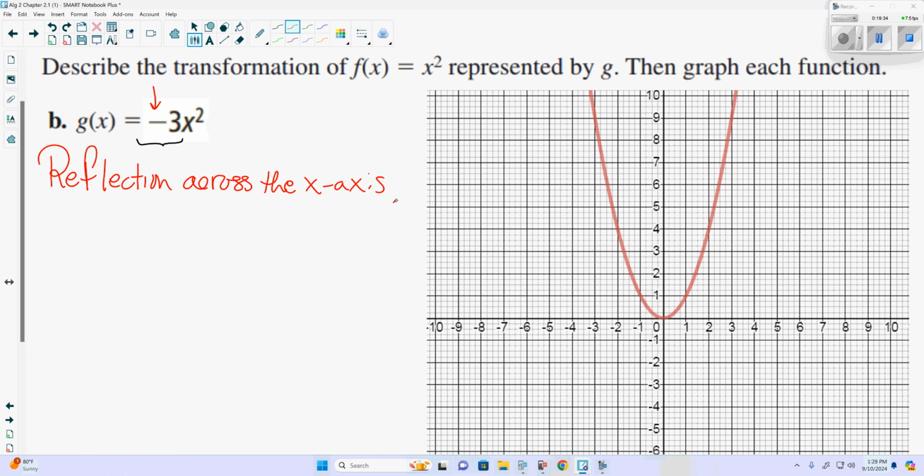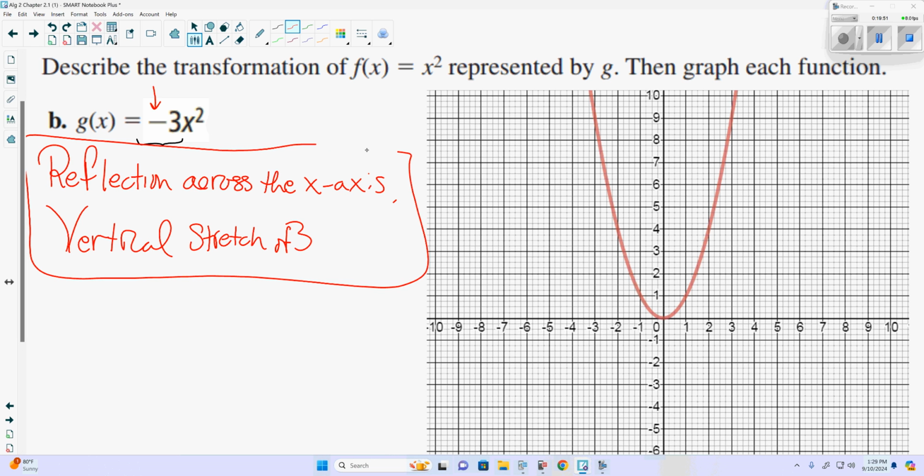Now, since the 3 is outside, it would be a vertical stretch or shrink of 3. Since 3 is greater than 1, it would be a vertical stretch of 3.